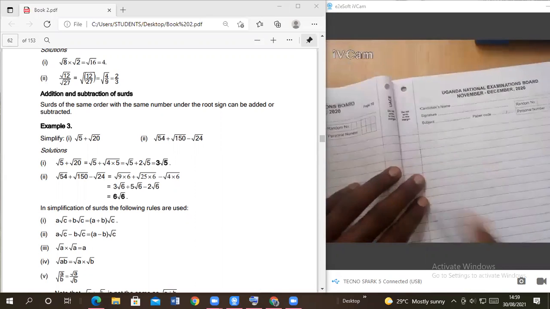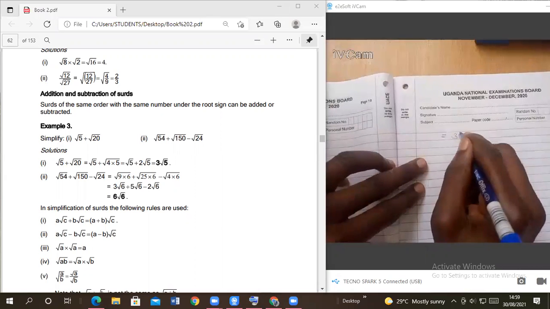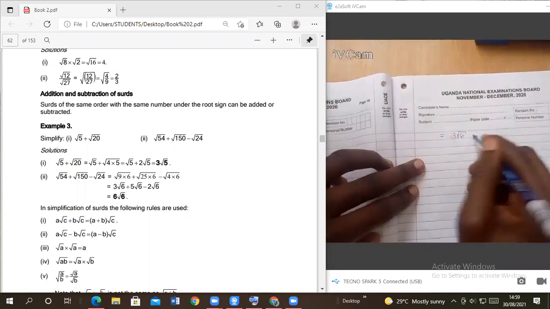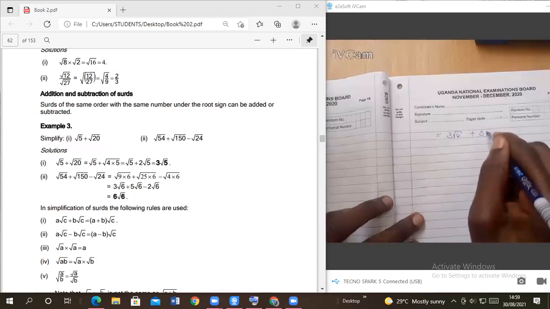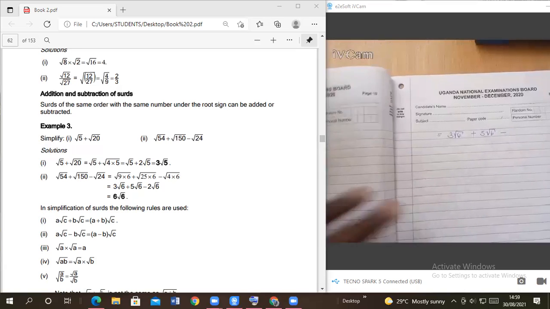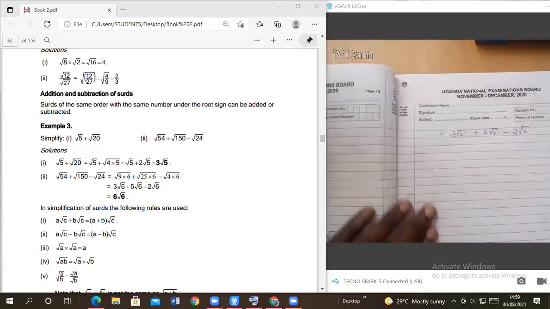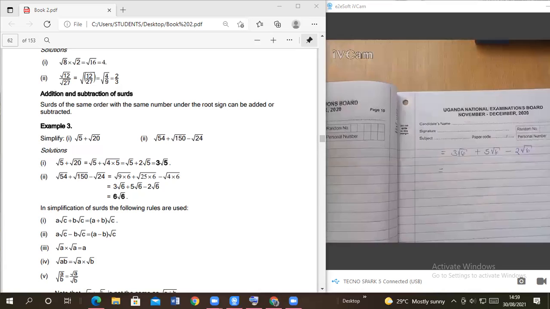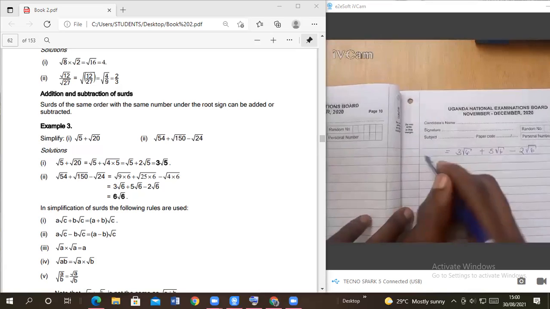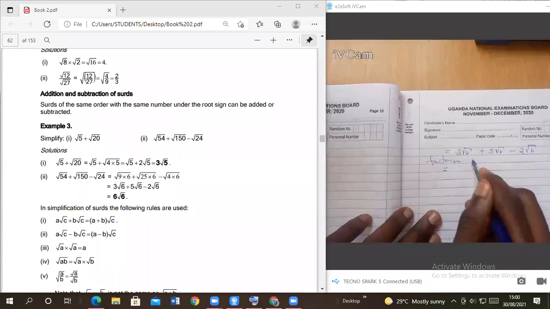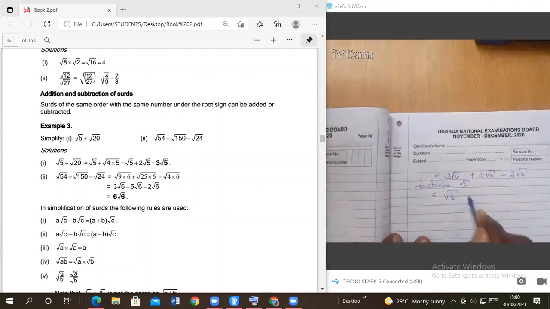Subtract. So now for 54, we got 3 root of 6, plus, for 150, we got 5 root of 6, take away, for 24, we got 2 root of 6. Now to make it simple from here, root of 6 is common, not so? Just factorize it out. Factorize root of 6.